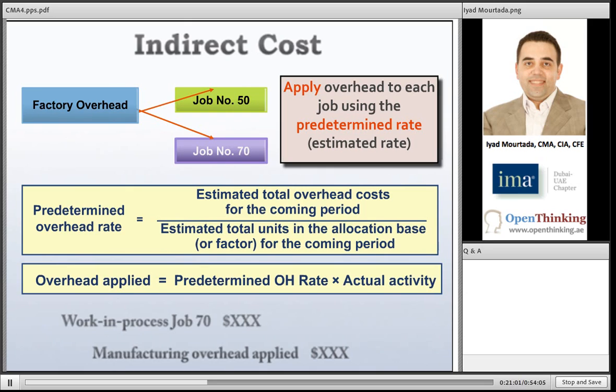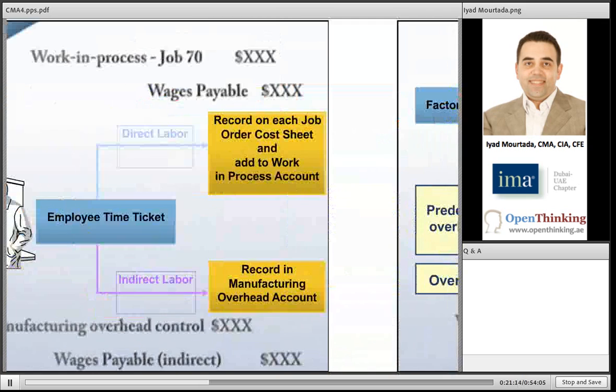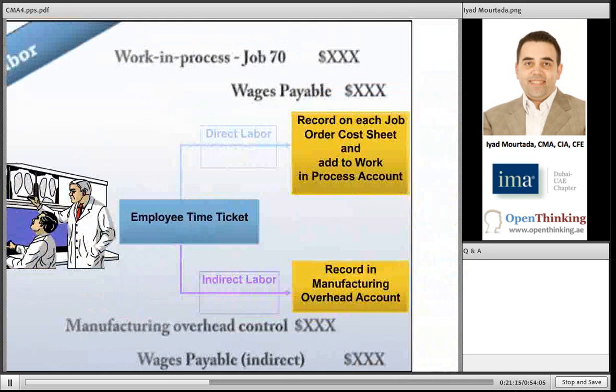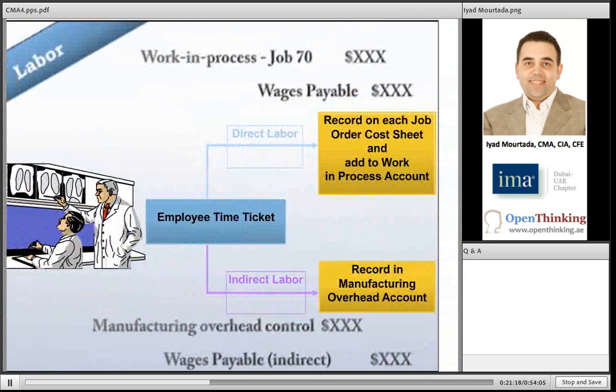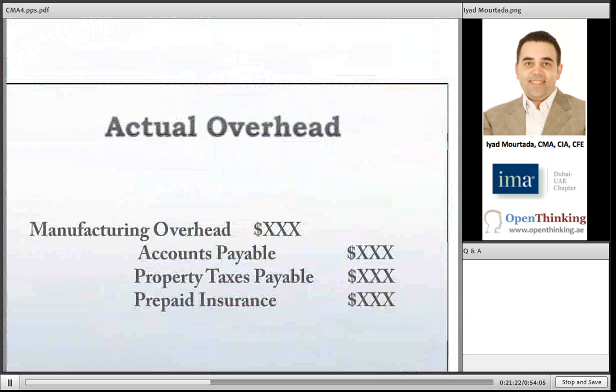We take this manufacturing overhead that we decide is related to this job, and we transfer all this cost to work in process. So this is how we'll be able to transfer it, which is a really great way. We are looking at direct material, direct labor, direct cost, and manufacturing overhead, and after that, moving all this to work in process.